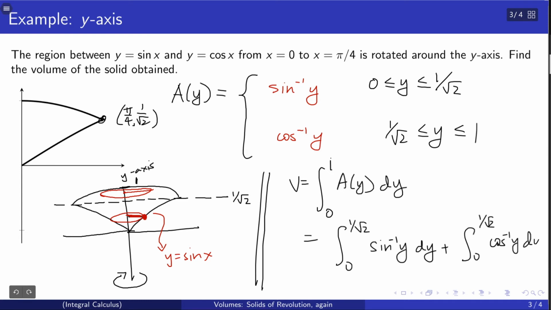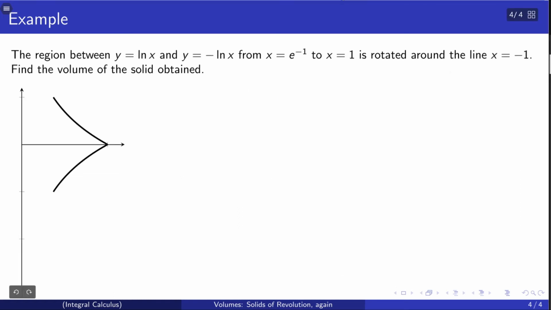And if you don't know how to compute this, it's okay, right? But we've set up the integral for the volume of the solid. And now, one last example here that I want to talk about in this video is a slightly weirder example where we're rotating about not the x-axis nor the y-axis, but the line x equals -1.